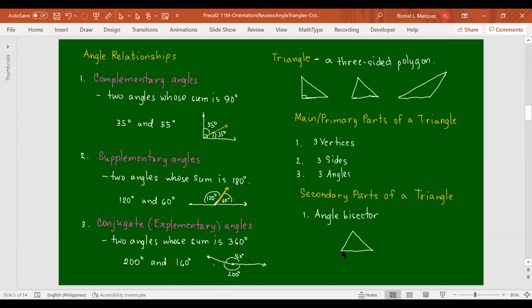So let's say this is the angle. Yeah, this is the line. If this angle, let's say, is split into two equal angles, then this is an angle bisector, no? An angle bisector. Okay? It divides any angle of a triangle into two congruent angles. Next, what about number two?